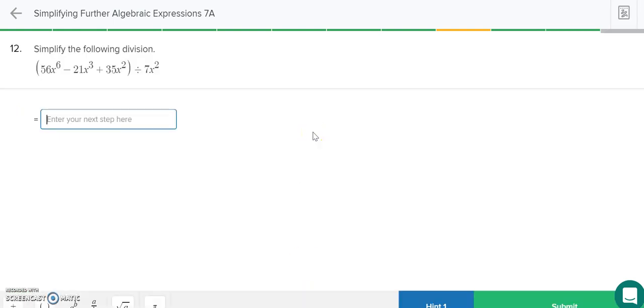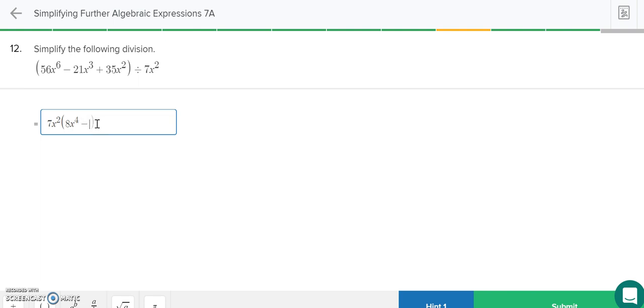Going on, they now want me to simplify this division. The first thing I want to think about is, what are some common factors that I could take out here? For example, I could take out the number 7. I could take out also x to the power of 2. So I'm going to take out a highest common factor of 7x to the power of 2. Then I'm going to factorize that. So 7 times 8 is 56. And I need x to the power of 4 in that bracket there.